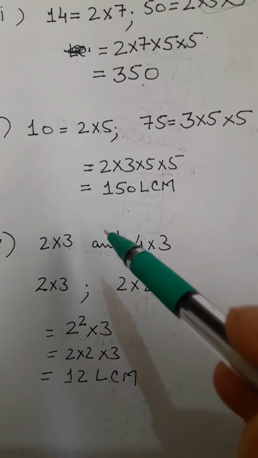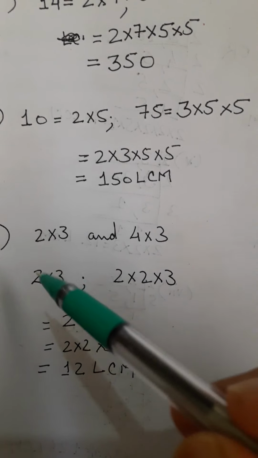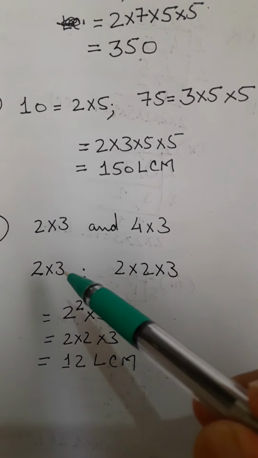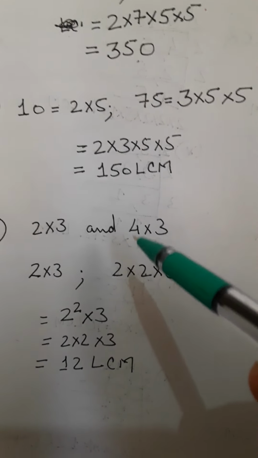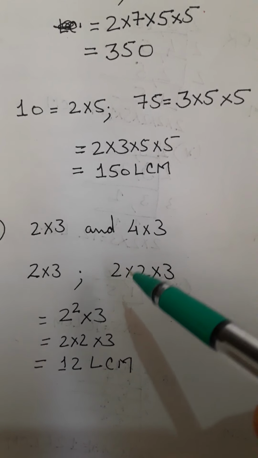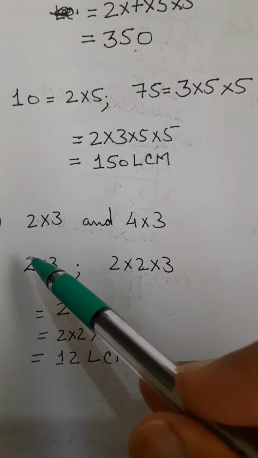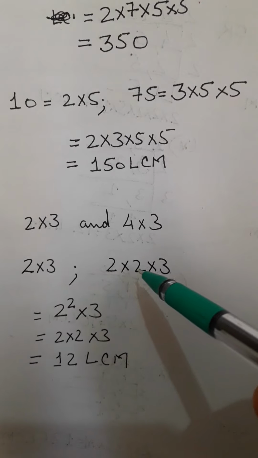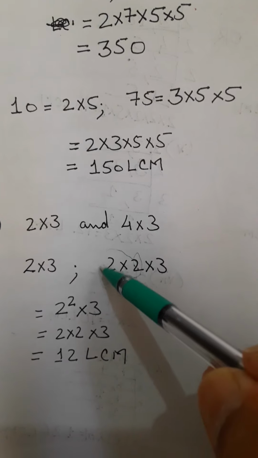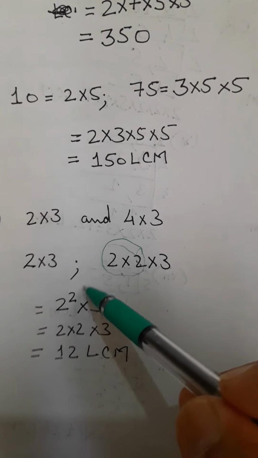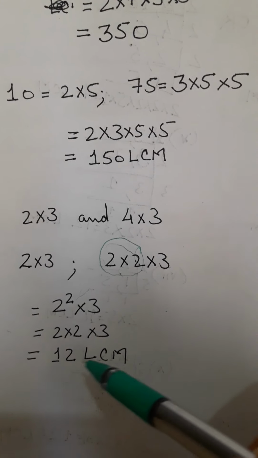Now, this is a very interesting one. 2 into 3 and 4 into 3. When I talk about 2 into 3, it means 6, right? But 2 is a prime number, 3 is a prime number, so let it be here. 4 is not a prime number, so let's break it into prime factors. 2 into 2 is 4, into 3. So 2 into 2 into 3. So what is common here? 2 is here. But the highest power I said would come down, 2 into 2. The maximum number of times that 2 is here, it will come down. So 2 came down, and 3 was also common, it came down. So 2 into 2 into 3 is equal to 12, your LCM.